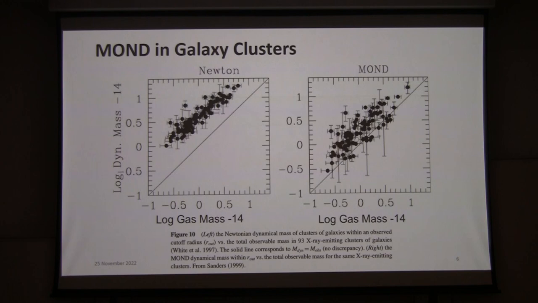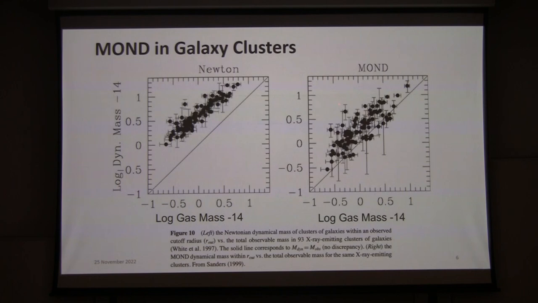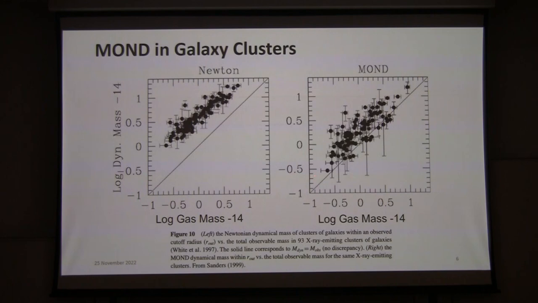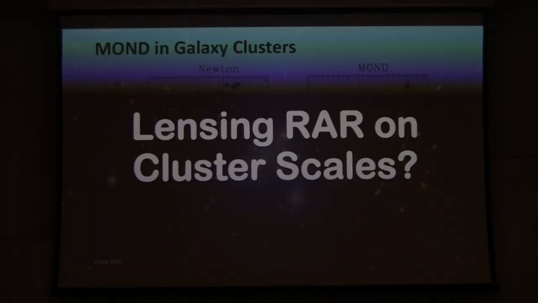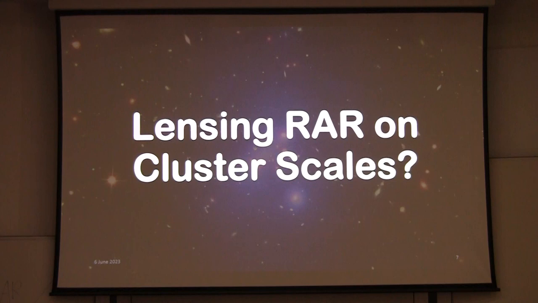This work was done by Sanders, 1999. The vertical axis here is dynamical mass, and the horizontal axis is the gas mass. Even if we apply MOND, we still find there is a so-called residual missing mass in MOND, which is, the dynamical mass is still too large compared with the gas mass. So how about investigating the radial acceleration relation on cluster scale?